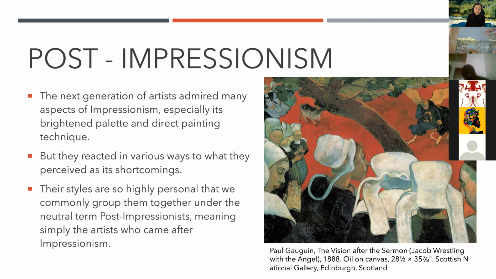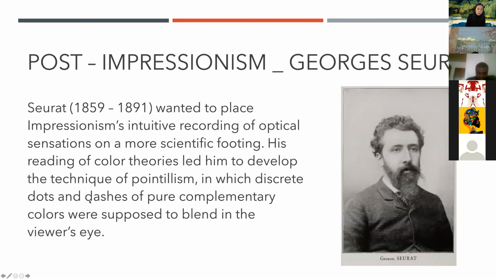So we are going to see three post-impressionist artists. The first artist is Georges Seurat. We saw him in the different chapters. And the next artist is Vincent van Gogh. He is one of the post-impressionist artists. And the last artist is going to be Paul Gauguin. So let's see Georges Seurat first.